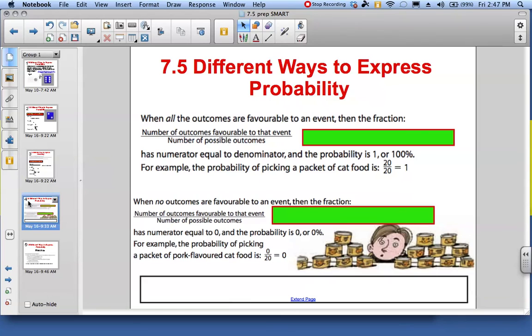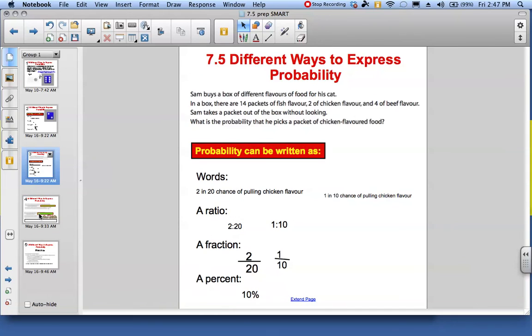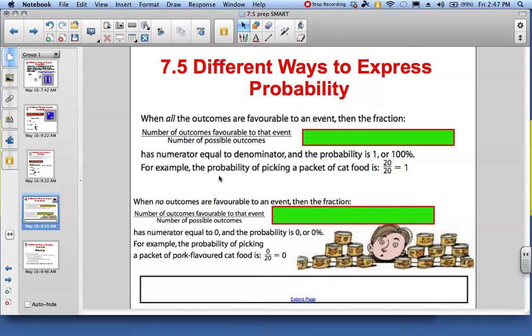But there are a couple of times where you don't even need to think about it. When all the outcomes are favorable to an event, then the fraction, the number of outcomes favorable to the event over the number of possibilities, when the numerator is equal to the denominator, the probability is 100%. So in the case of Sam and his cat food, he had 20 packages. What's the probability of him picking a package of cat food? Well, all 20 packages are cat food, so when he reaches in and pulls out a package, it has to be cat food.